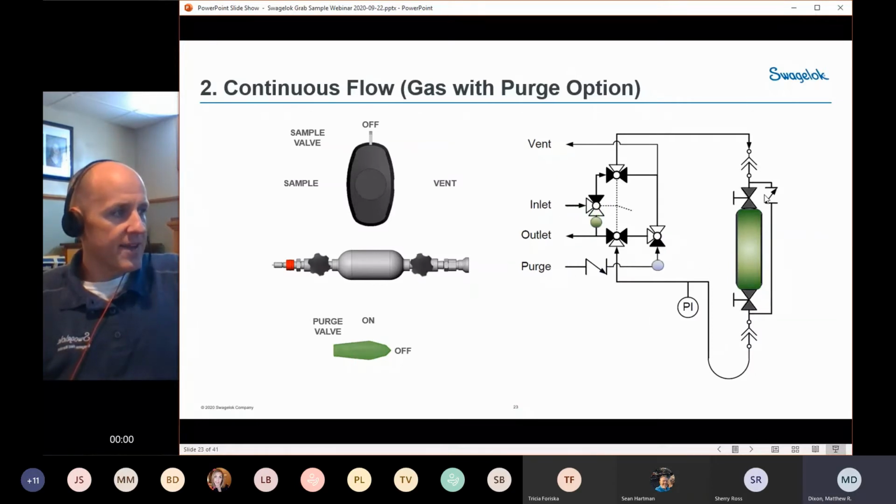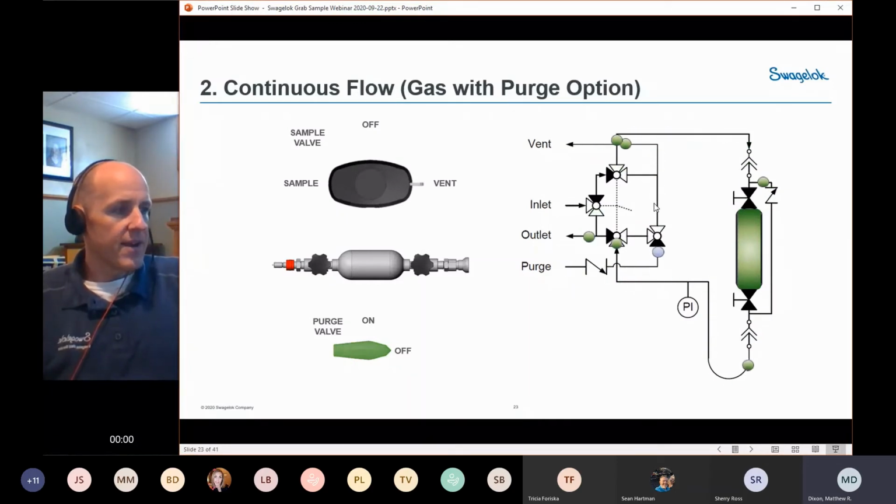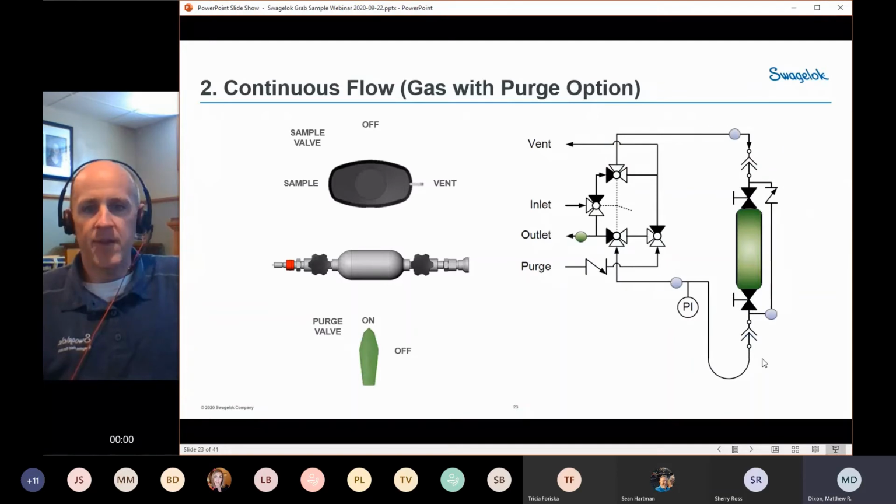Then we go ahead and isolate our sample in our sample cylinder. So now we've got an isolated sample cylinder. We go to the vent position. So now we've vented the pressure. And then finally, we turn on our purge. And so now the purge flows through and sweeps the system clean. And you'll also notice that that purge is actually going through the quick connects themselves.